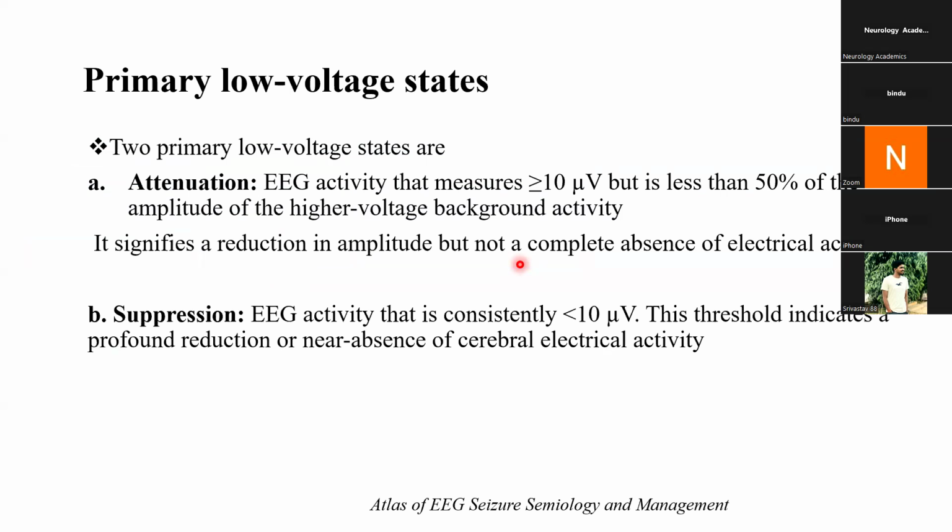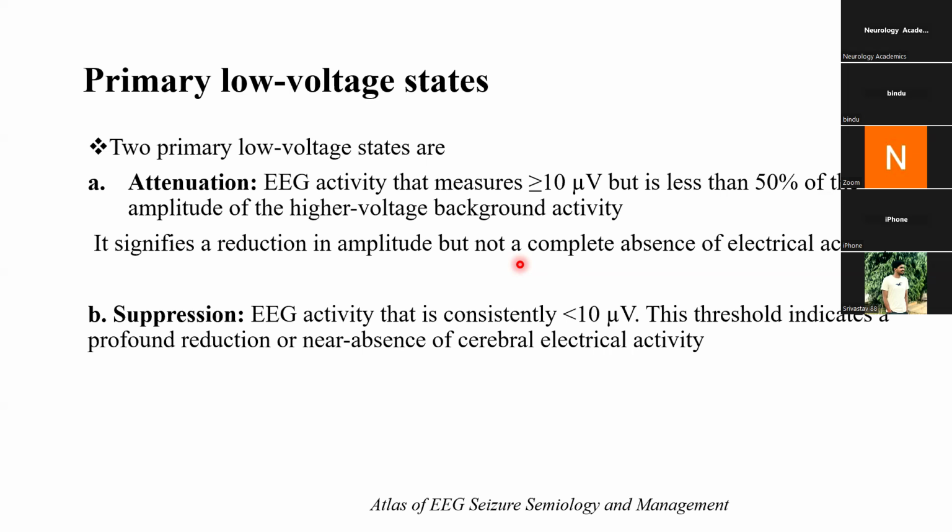So primarily there are two low voltage states. One is attenuation, that is the EEG activity that measures more than 10 microvolt, but it is less than 50% of the amplitude of the higher voltage background activity. So it signifies that there is a reduction in the amplitude, but there is not complete absence of the electrical activity. Whereas suppression is the EEG activity that is consistently less than 10 microvolt, and this indicates that there is a profound reduction or almost near absence of the cerebral electrical activity.